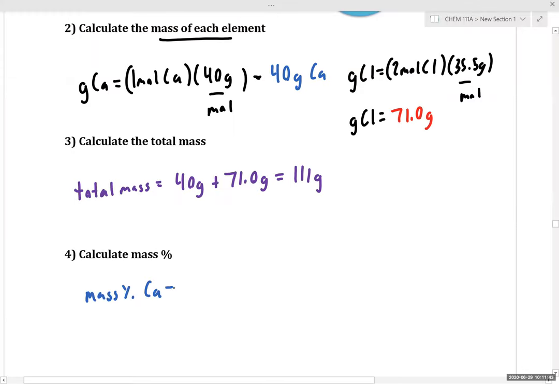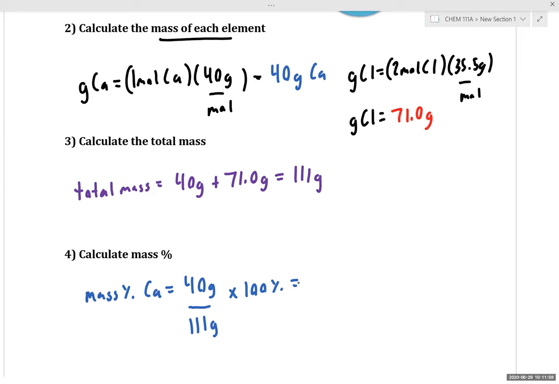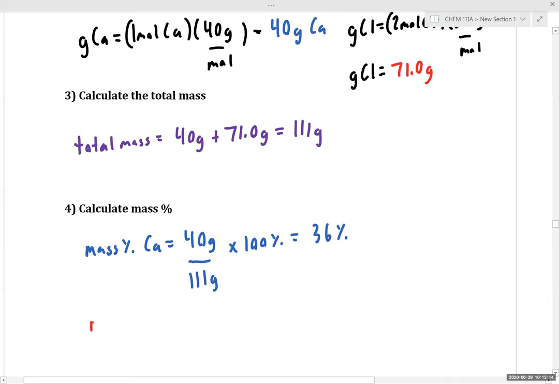So the mass percentage of calcium would be equal to the mass of calcium over our total mass times 100%. Now let's punch this into our calculator really quickly just to check how everything is going. So we have 40 over 111 times 100%, and that gives us a mass percentage of roughly 36%. Let's repeat the same calculation for the mass percentage of chlorine. So we have 71 grams over 111 grams times 100%. And that in turn gives us a mass percentage of roughly 64%.